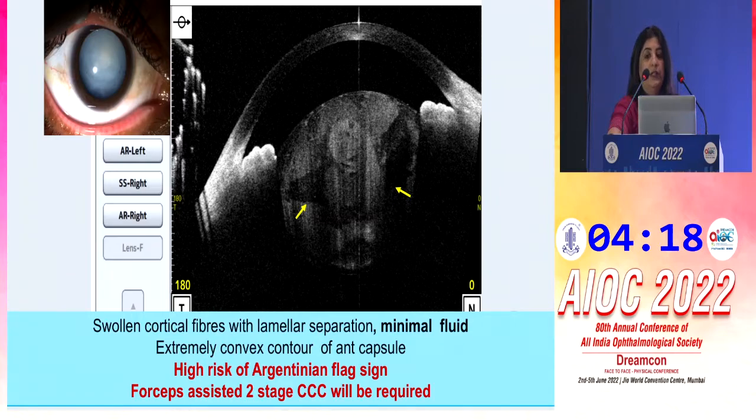For this example, this was a 30-year-old female referred as a case of Fuchs heterochromic uveitis with cataract, and one can see that this cataract is completely like a football. There is very little fluid, at least near the surface, and basically it's all the cortical fibers which are separated. So these are the white cataracts which are at the highest risk of developing an Argentinian flag sign the moment you touch the anterior capsule. And this is where it's critical to use a very good quality viscoelastic device, and also a forceps-assisted two-stage CCC should be required, where you go in with the smaller rhexis, aspirate a little bit, and then enlarge the rhexis.